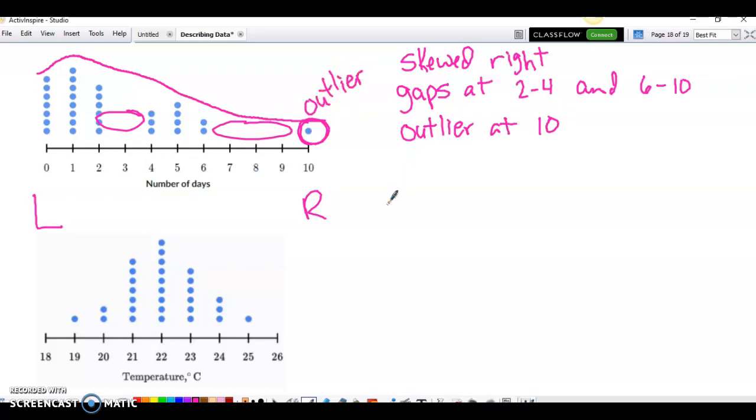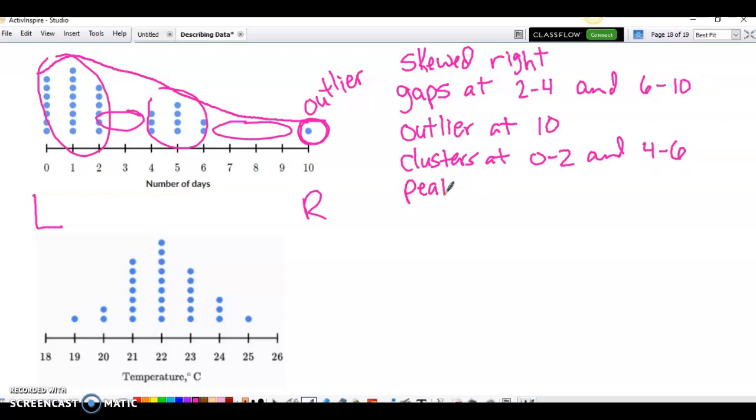Okay, do we have any clusters? Yep, I'd say we have a pretty big cluster here and a cluster here. So clusters at 0 to 2 and 4 to 6. Okay, and do we have a peak in this data? Yes, we do. Our peak is at 1 because this is our tallest, this is our mode. Okay, so we've got a peak at 1, and I think that covers that one.